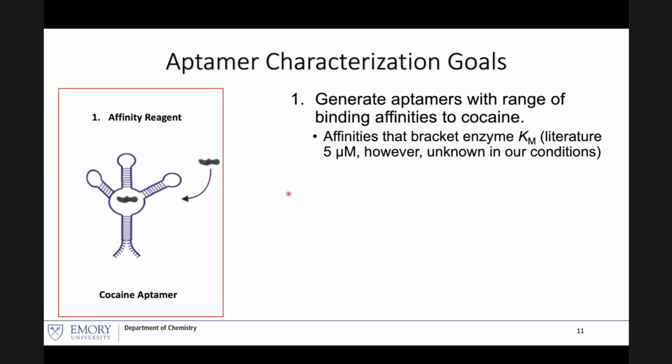But if we have an aptamer, let's say, that is much worse than the enzyme, then, okay, it may not keep the cocaine inside of the VLPs efficiently. So again, we want to have a range of binding affinities to cocaine because we want to see to what degree we can control our Km.